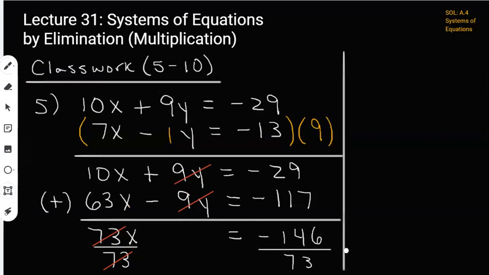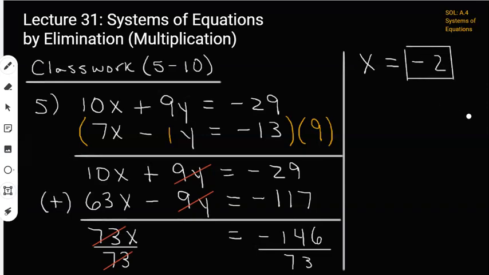And then over here on the right side, I've got x equals negative 146 divided by 73. That's going to be negative 2. And since that's my final answer, I'm going to put a box around it. Or you can circle it, whichever.